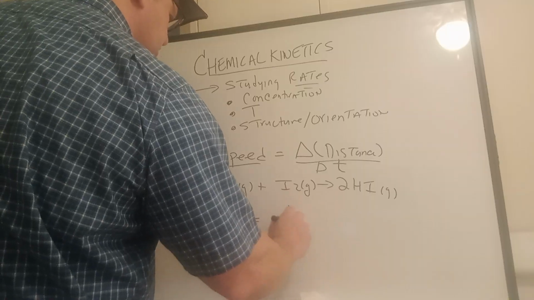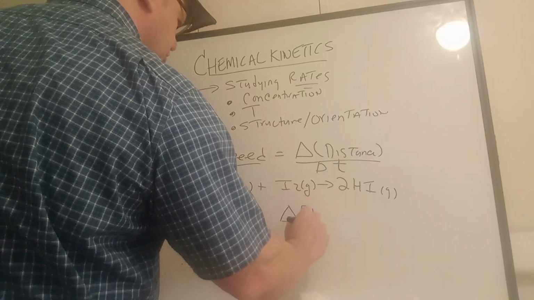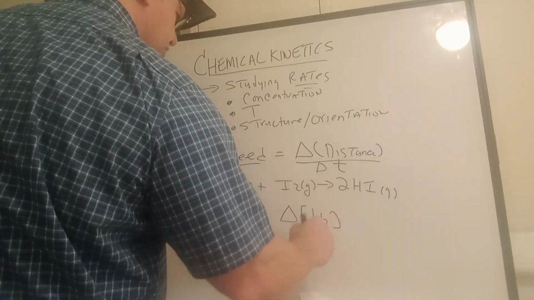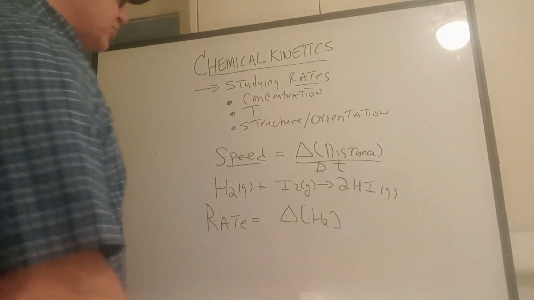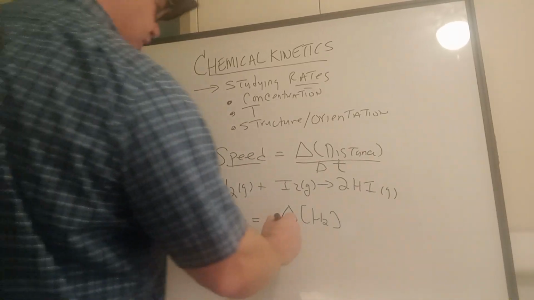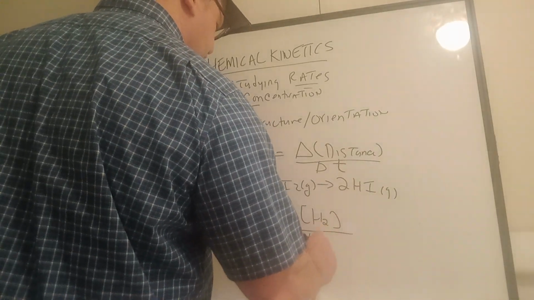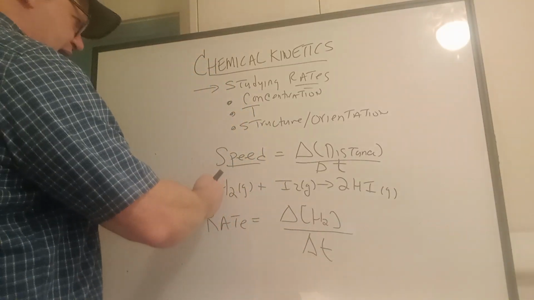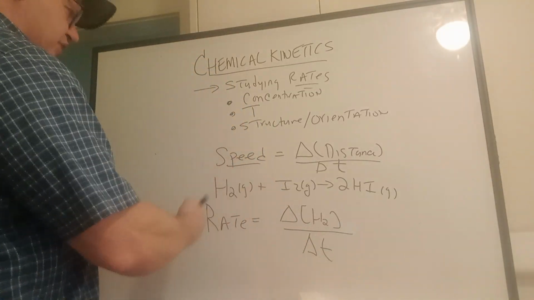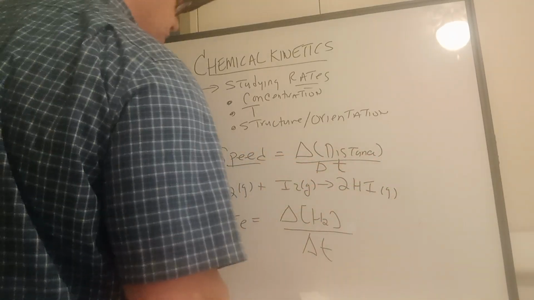we can think about it as the change in the amount of H2. I'm just putting the bracket here to represent concentration. And you could actually do this with partial pressures as well. We're not going to do that right now. Over the change in time. So the H2 is a reactant. By convention, we write the reactants on the left, the products on the right.